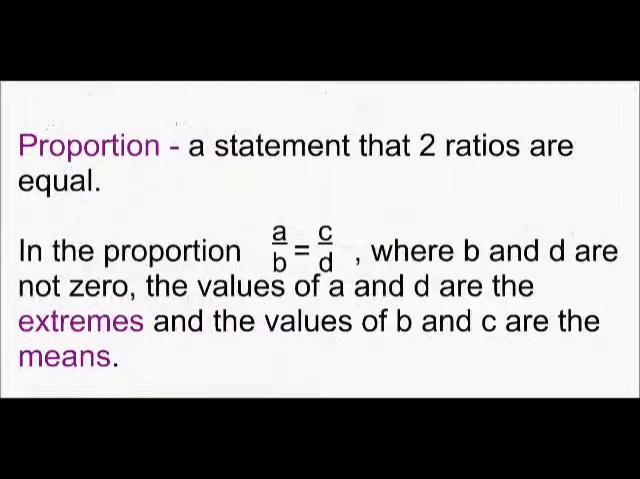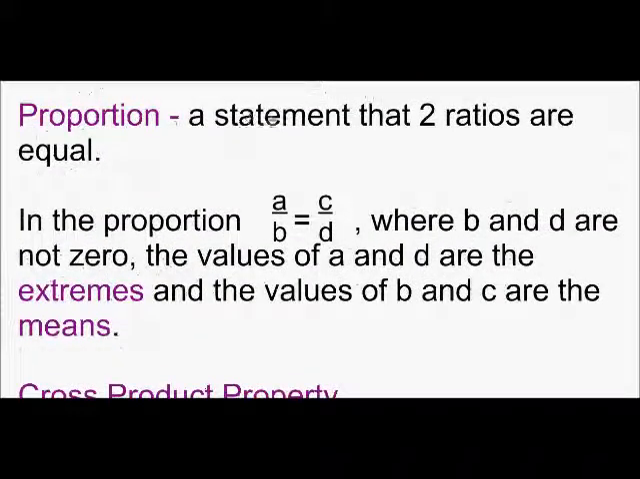A proportion is related to a ratio because it is a statement that two ratios are equal. In the proportion A divided by B equals C divided by D, where B and D are not 0, the values of A and D are the extremes, and the values of B and C are the means.